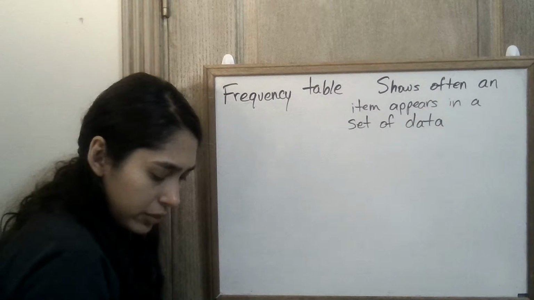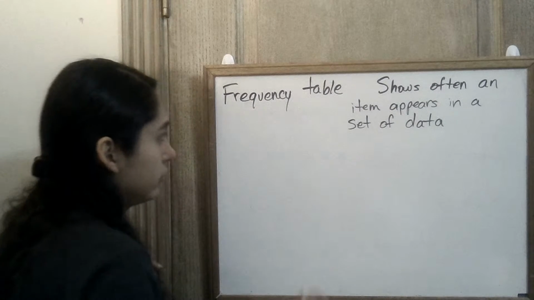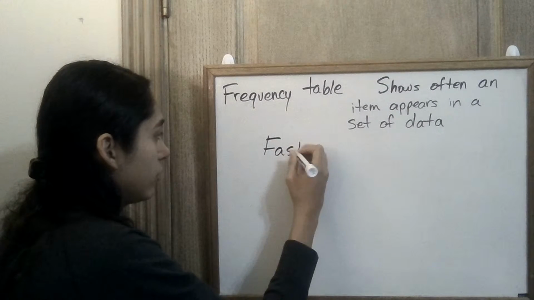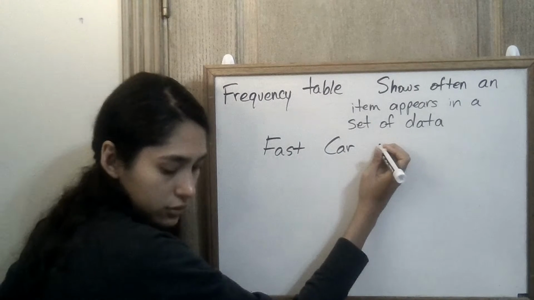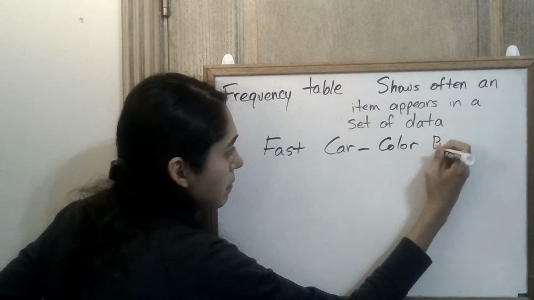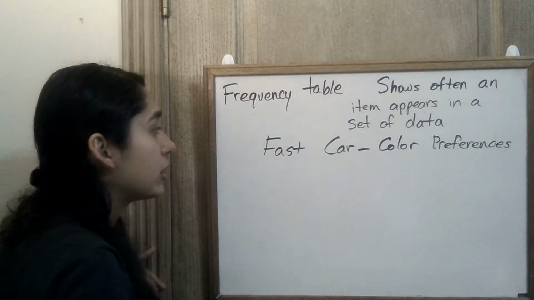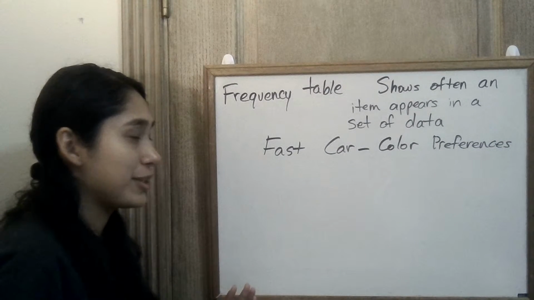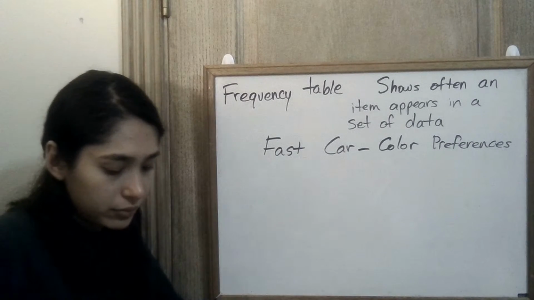So for this case, we're going to be doing an example. We're talking about a car dealership called Fast Car. It's supposed to be the name of a fake place. If it happens to be a real place, I didn't know. And what are the color preferences people like when buying cars?